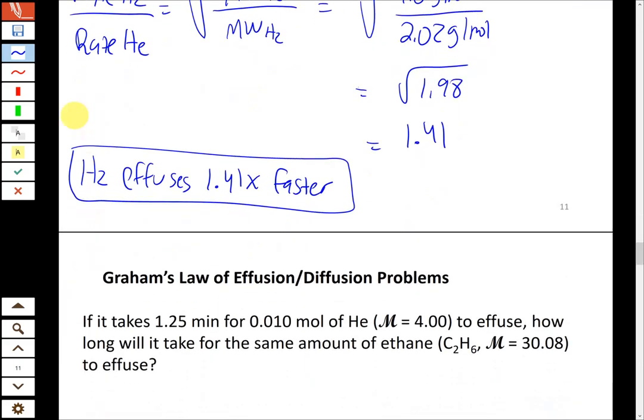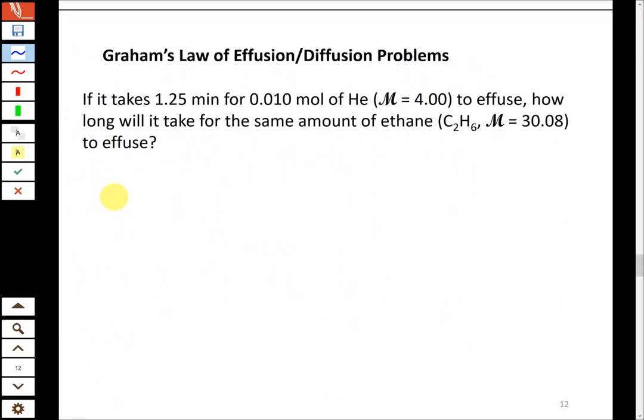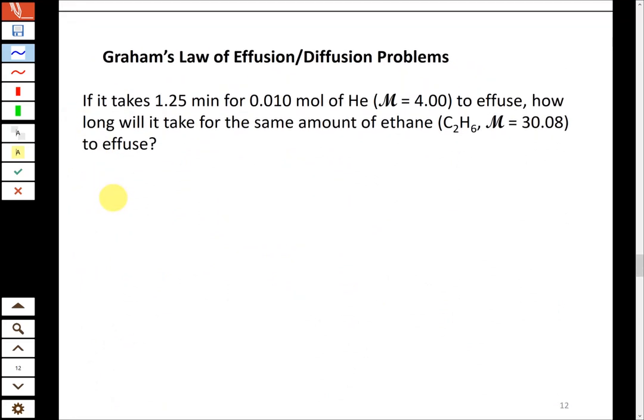All right, and then the next one deals with units of time. So here we have, if it takes 1.25 minutes for 0.01 mole of helium to effuse, so again, effusing is leaking. So let's say we have a 0.01 mole balloon of helium and we poke a small hole in it without popping it, and it takes 1.25 minutes for it to leak out. How long will it take for the same amount of ethane, C2H6, which has a molar mass of 30.08, one of the components in natural gas, although not the major one, to effuse? So in this case, we're talking about the time that it takes something to effuse.